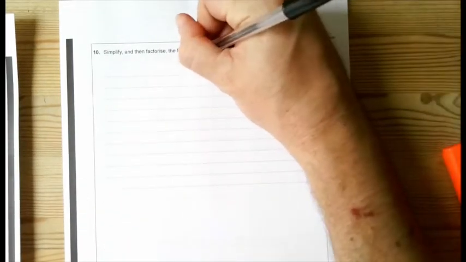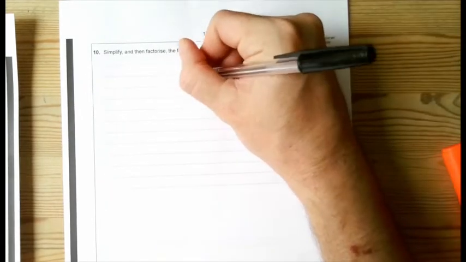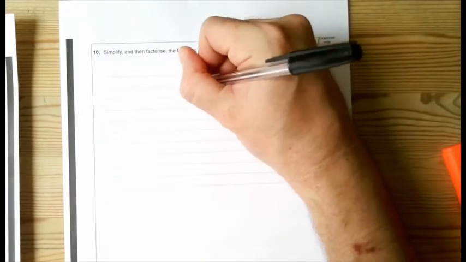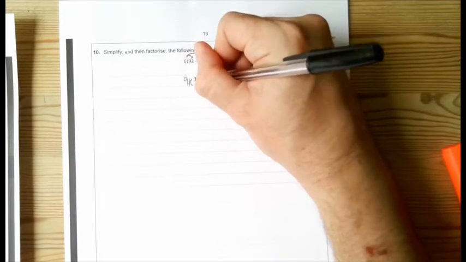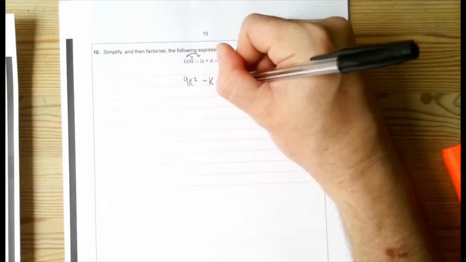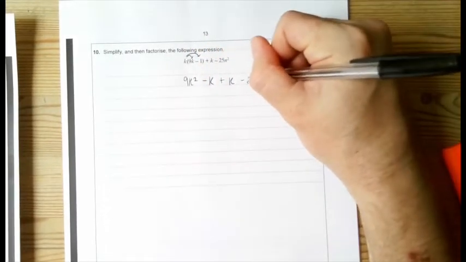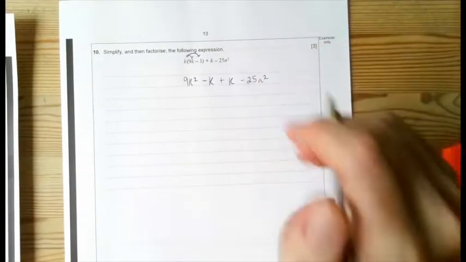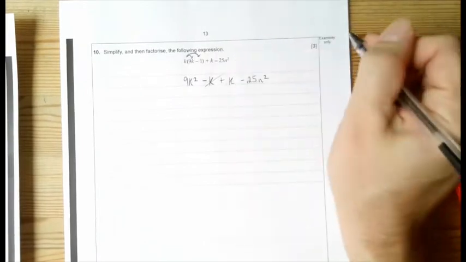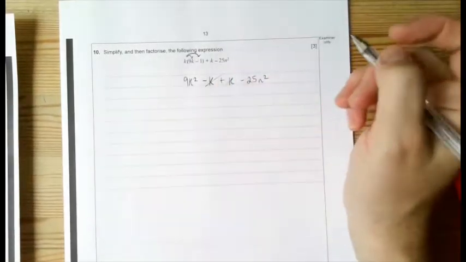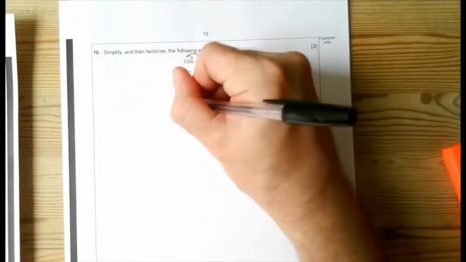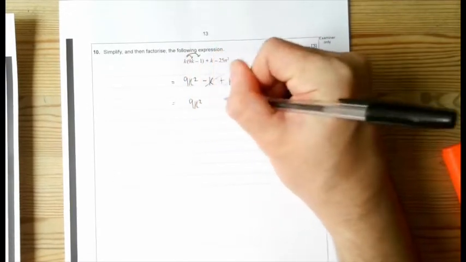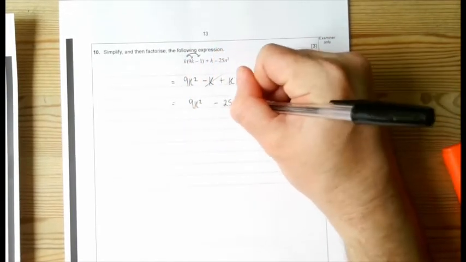So I need to expand out this bracket here. We're going to get 9k times by k, so 9k squared then. K times by minus 1, minus k. Then we have a plus k, then we have a minus 25n squared, okay? 3 marks, just picked up one of them. I can see there that those k's will cancel, minus k add k goes to 0. But I am left with 9k squared minus 25n squared.